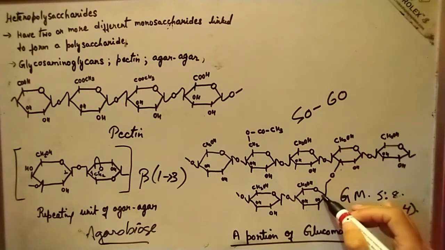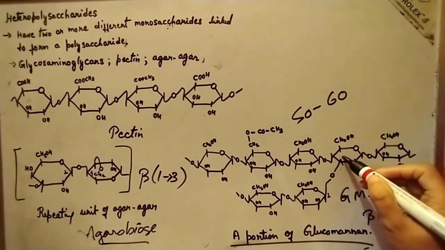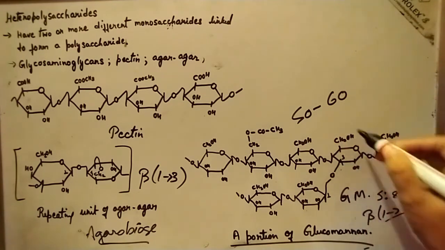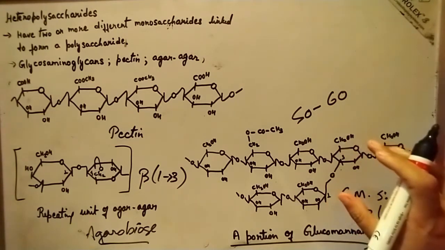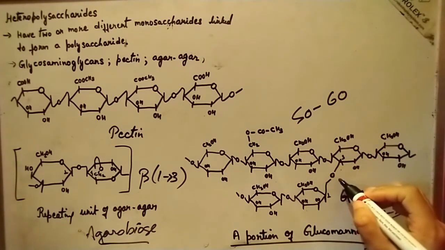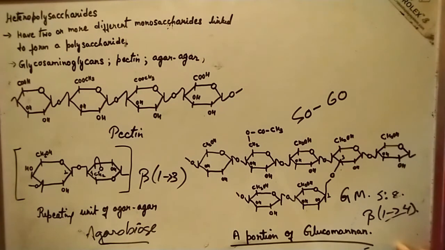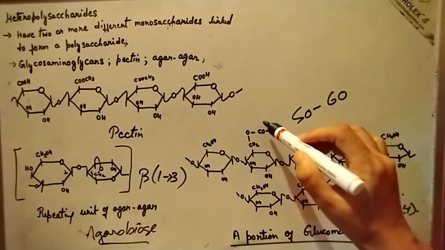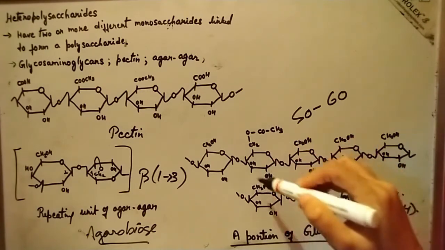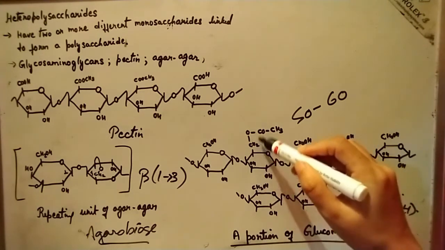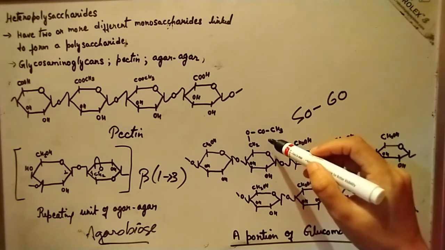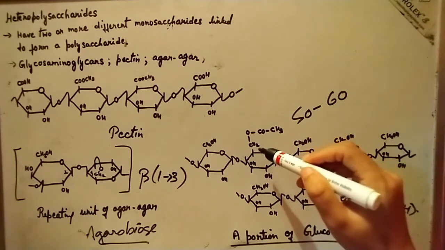As you can see here, the anomeric carbon of this residue, the carbon number 1, is linked with carbon number 3 of the main chain. So the glycosidic bond which is formed here is referred to as the beta 1,3 linkage, and about 5 to 10% of the glucose units may have an acetyl group attached to carbon number 6. You can see here in the second glucose residue, the acetyl group is attached to carbon number 6.